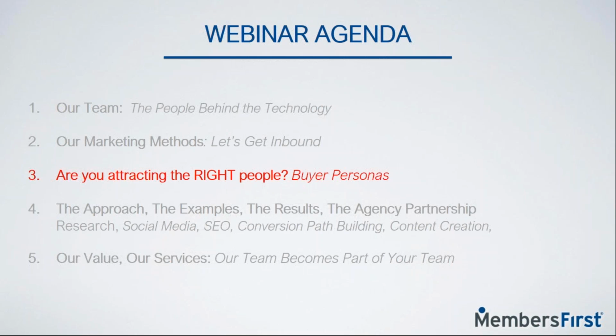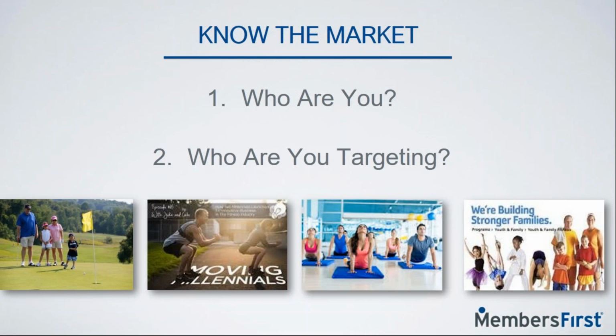So once we understand the methodology of how to do your marketing, then we need to look at what we do next. The first step in our process is usually creating buyer personas, because we want to make sure that you are attracting the right people to your club. So before you can drive traffic to your website or drive traffic to your club, you need to know the market. And what we mean by knowing the market is really sometimes looking yourself in the mirror.